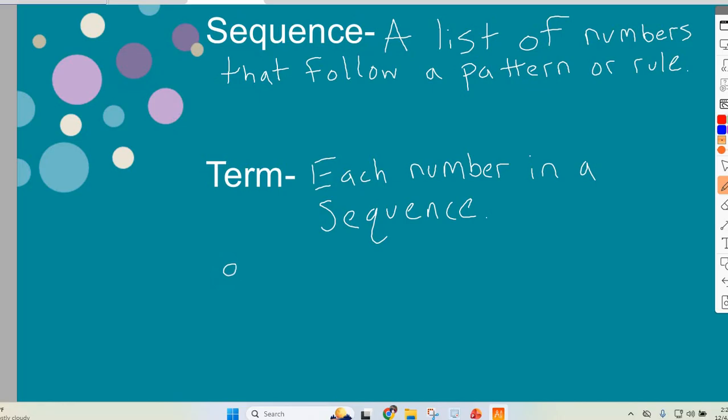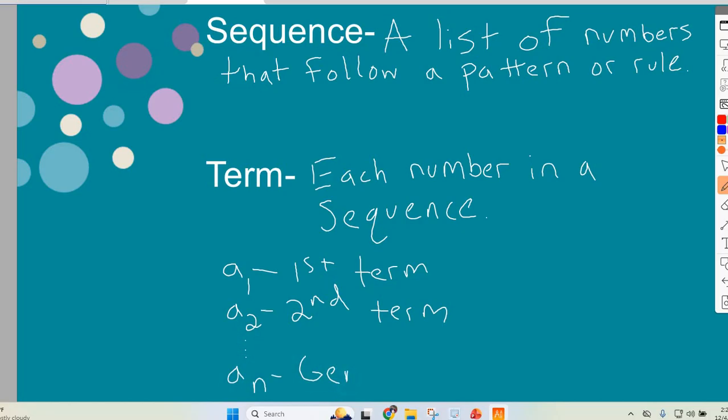And remember that we list those as a sub 1 is our first term, a sub 2 is our second term, and so forth. And then a sub n is going to be the general term.